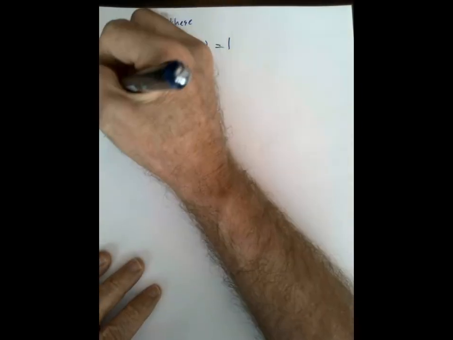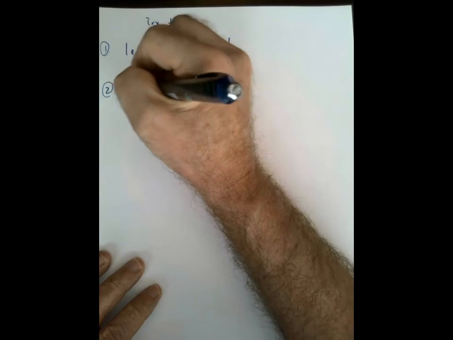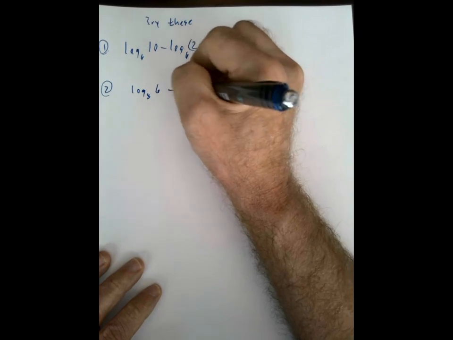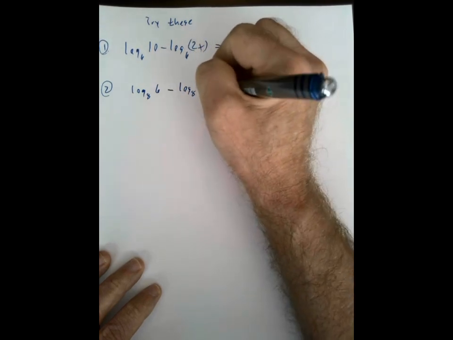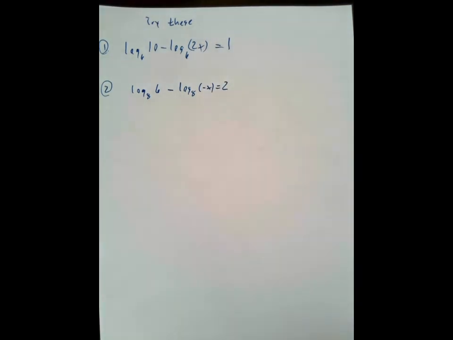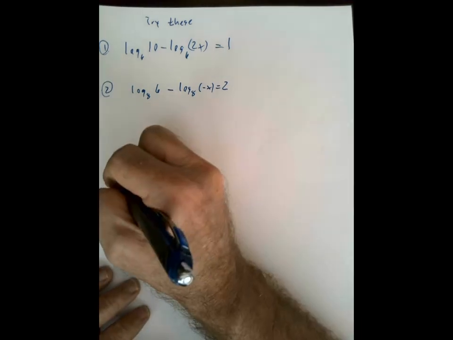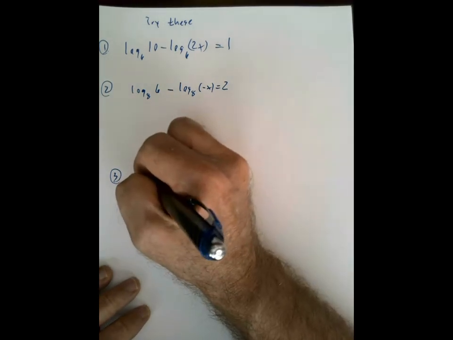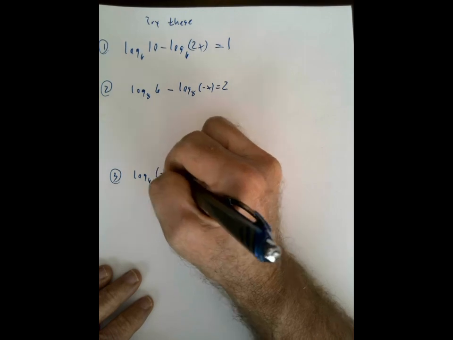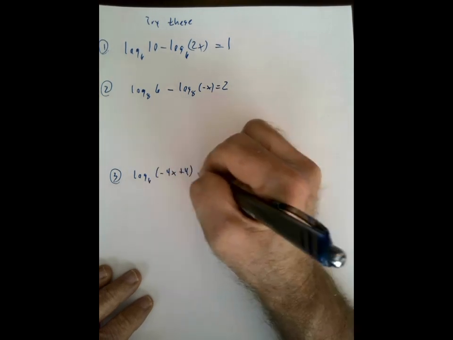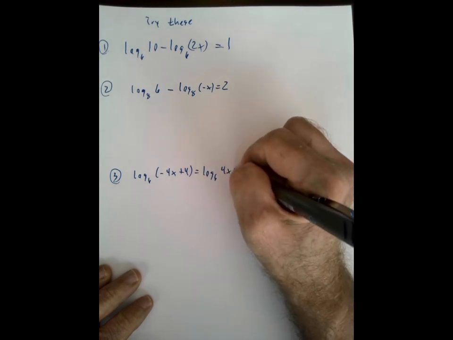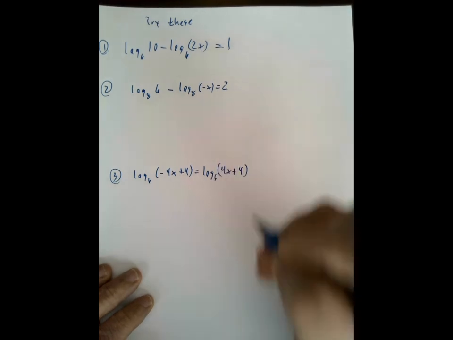So this is number 1. Number 2: log base 8 of 6 minus log base 8 of negative x is equal to 2. Try that one out. Okay, and then I'm going to leave some more space here. Number 3, let's try one with a log on both sides: log base 6 of negative 4x plus 4 is equal to log base 6 of positive 4x plus 4. Solve that one.